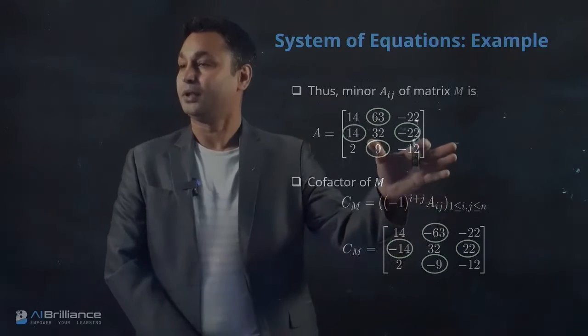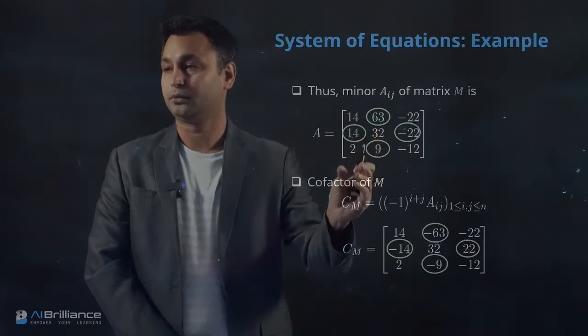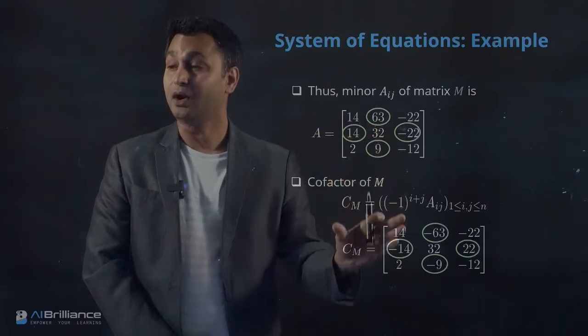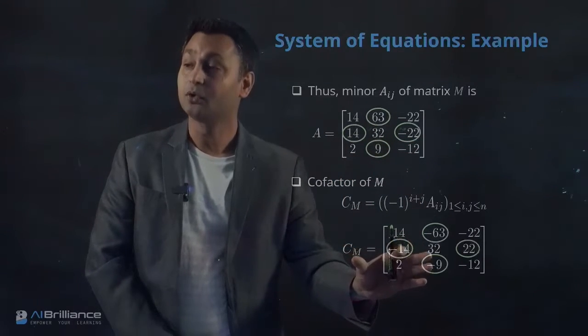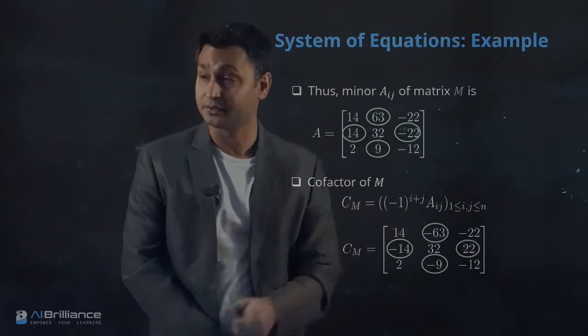Otherwise, for all the remaining elements, like 14, -22, 32, 2, -12, nothing has changed. So from A, we have now arrived at the cofactor. From the minor matrix, we have arrived at the cofactor matrix using the equation that is given here. So that's the second step.